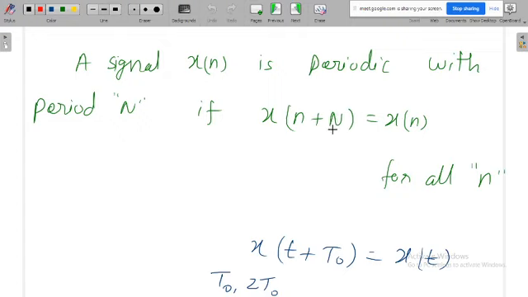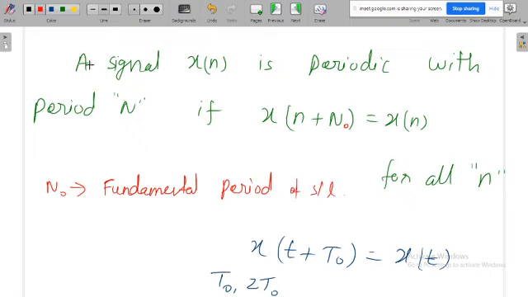So to be on the safer side, I can put n naught, where n naught is the fundamental period. N naught is the fundamental period of the discrete signal.